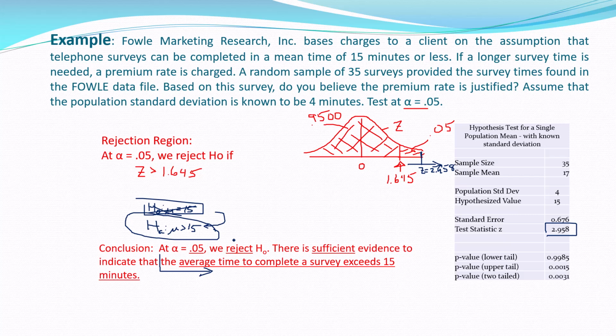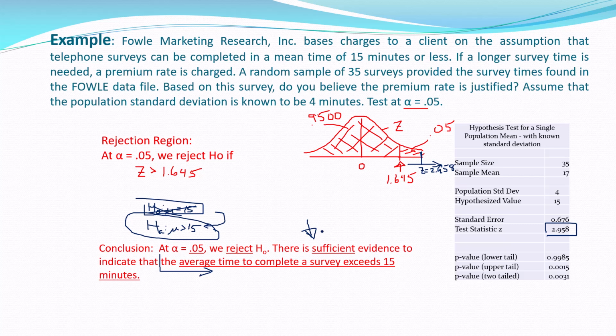If we were to fail to reject, we're not in this case, but in another example, we may fail to reject. What we'll say in that case is we fail to reject, and the only thing that's going to change is this word right there. When you reject, there's sufficient evidence to say the alternative is true. When you fail to reject, there's insufficient evidence to indicate that the alternative is true.